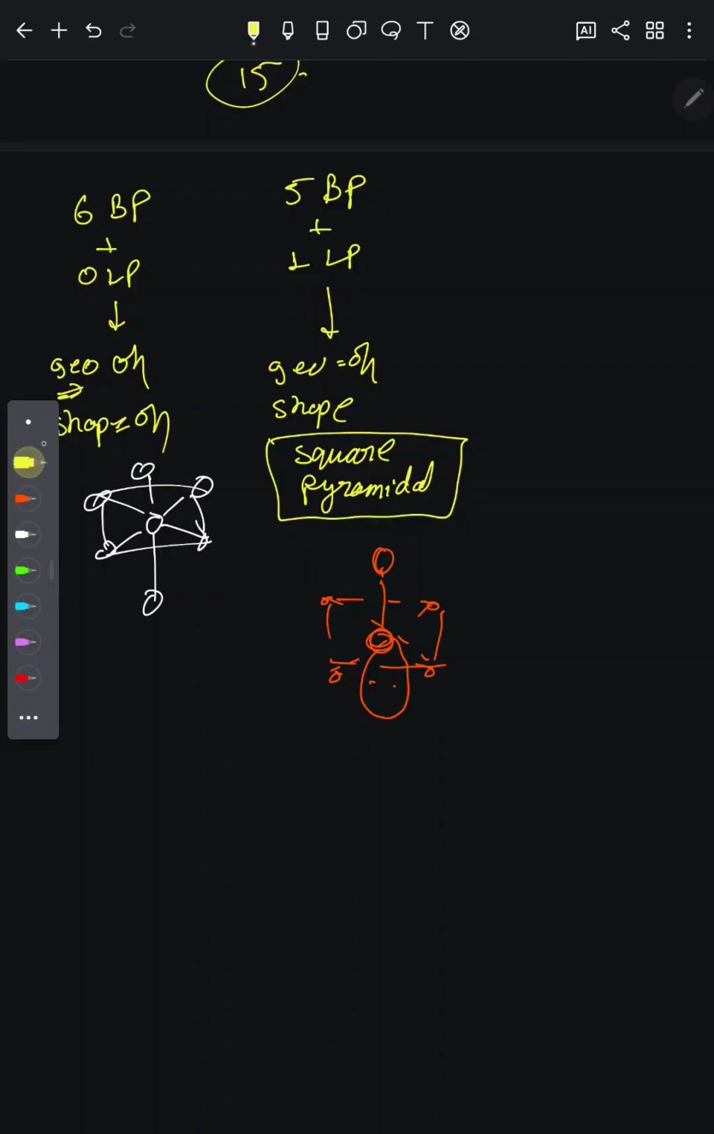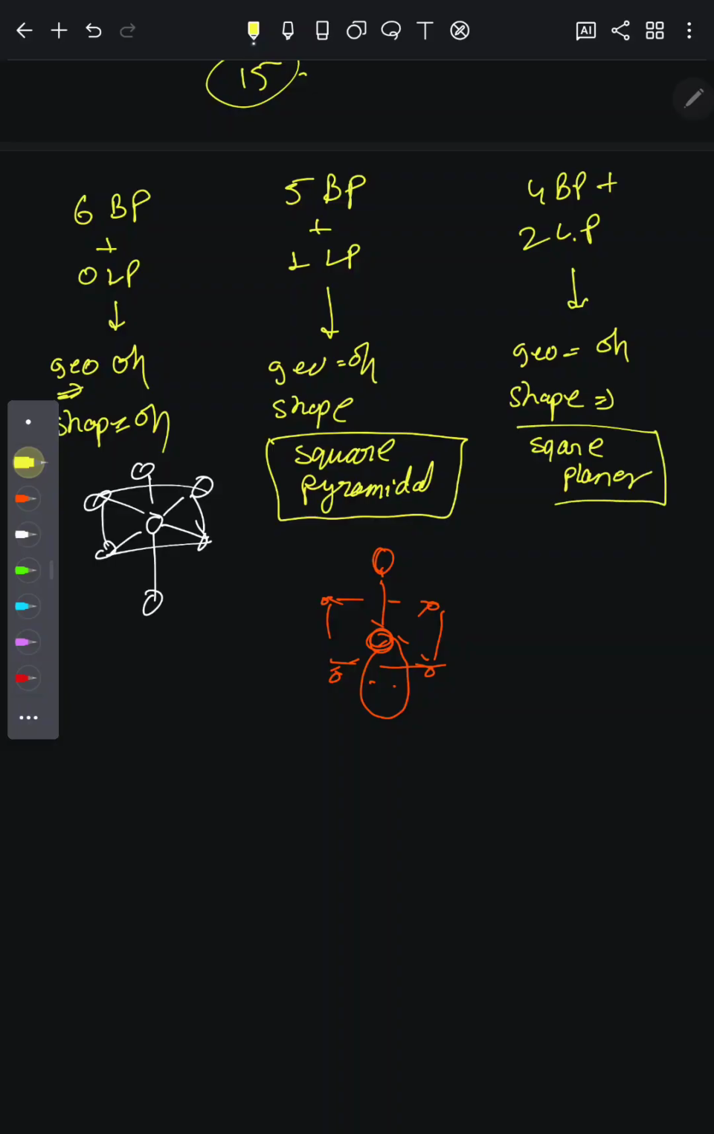Now if we talk about the next, that is 4 bond pairs plus 2 lone pairs, then the geometry will be octahedral, but the shape will change into square planar. What is square planar? So the 4 atoms are present in the plane and 2 lone pairs are present up and down. So this is the structure of the molecule.